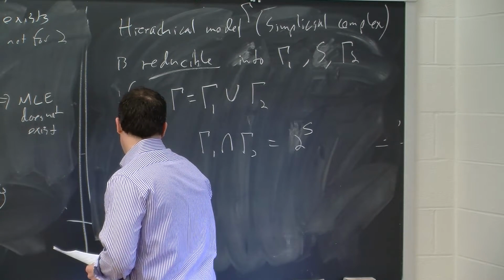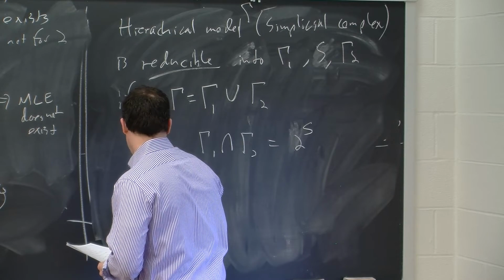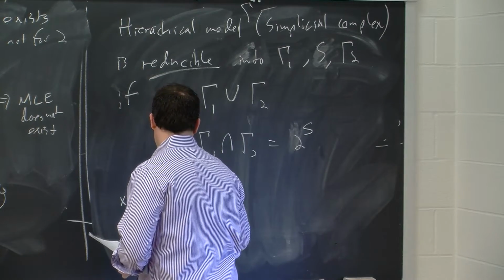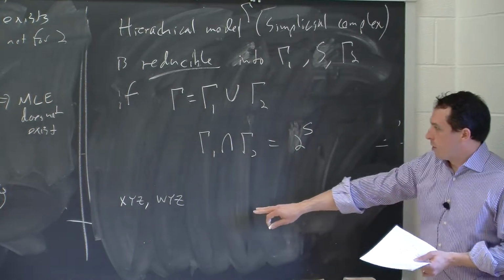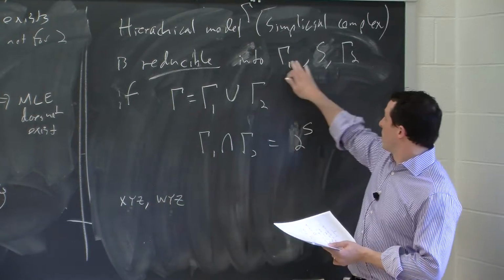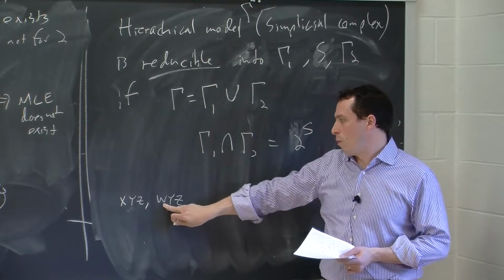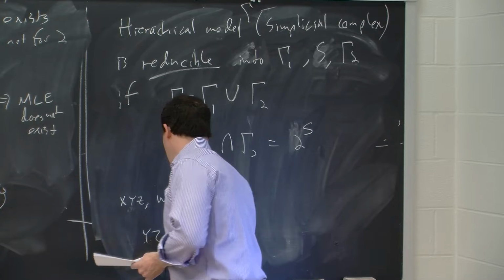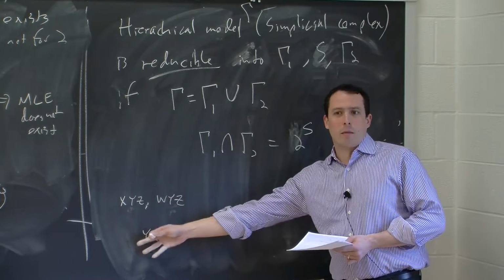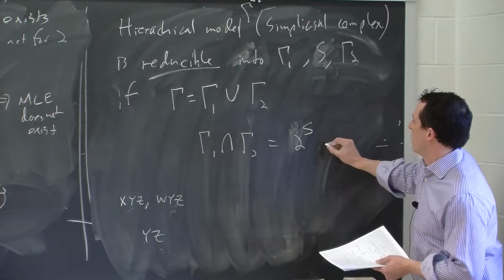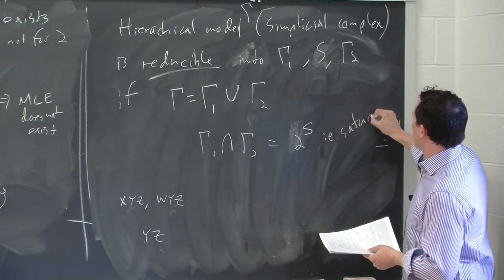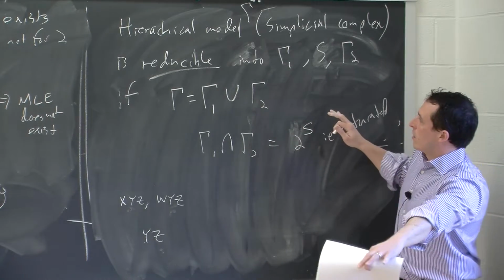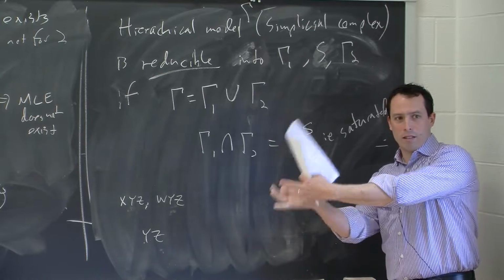So, for example, let's do another example. XYZ, WYZ. So this model is decomposable because I can split it into two submodels, XYZ and WYZ. These two models have an intersection, which is YZ, and YZ is a simplex, is a saturated model. So we want the intersection of these two things to be saturated. So it's a bunch of pieces, simple pieces, all glued together along saturated models.